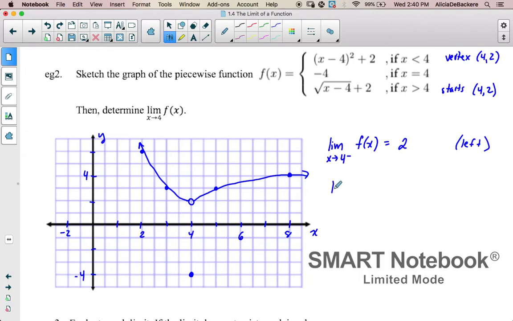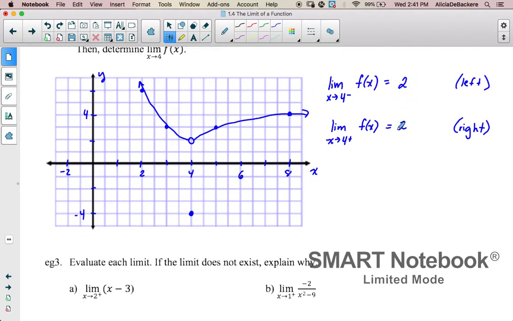Next, I'm going to show my work by looking at the right-hand limit. So I'm looking at the limit of f at x as x approaches 4 from the positive side, or from the right-hand side. So now I'm coming in from the right-hand side of 4 and I'm sliding in towards, and I can see again that my y value is getting closer to 2. So this is the right-hand side. Now by the definition, if the left-hand limit is equal to the right-hand limit, then the limit exists and it equals that same value. So what we have then is that therefore the limit as x approaches 4 from either side of f at x is equal to 2.